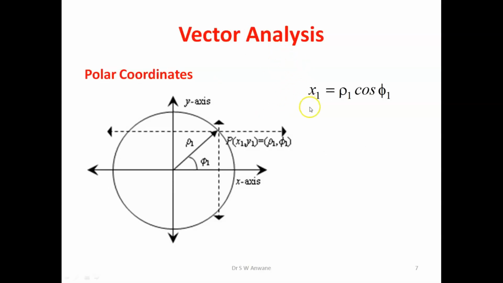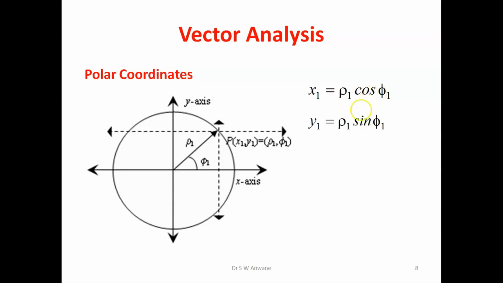So we can write the transformation equations from geometry. Cosine of phi1 will be the adjacent side, which is x1, upon the hypotenuse, which is ρ1. So we can write x1 is equal to ρ1 cos phi1. Similarly, y1 is equal to ρ1 sin phi1.